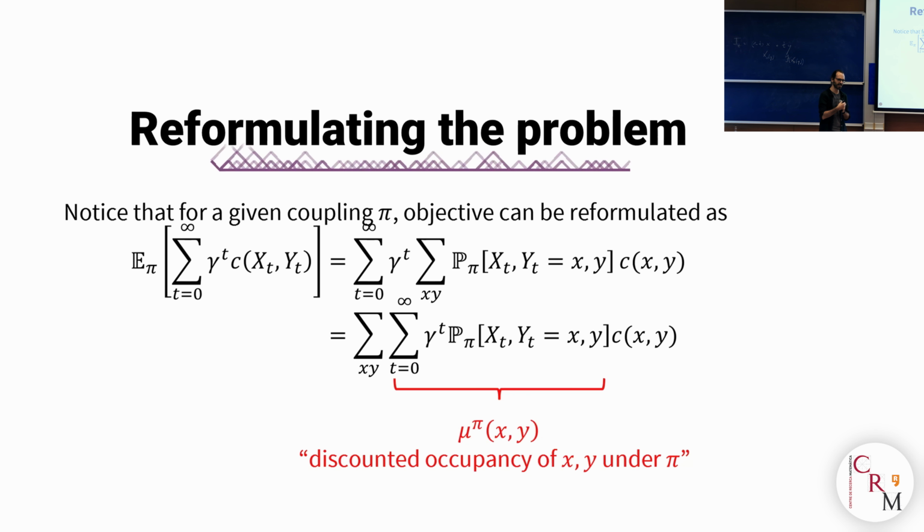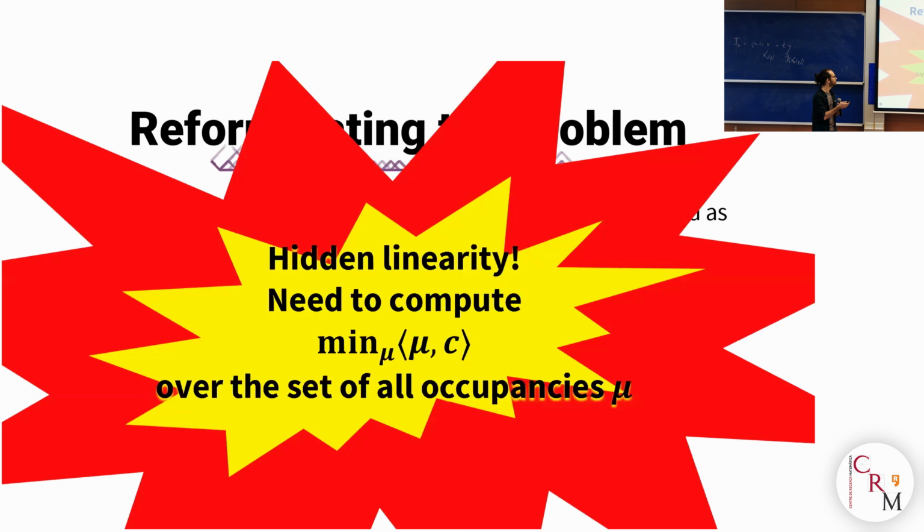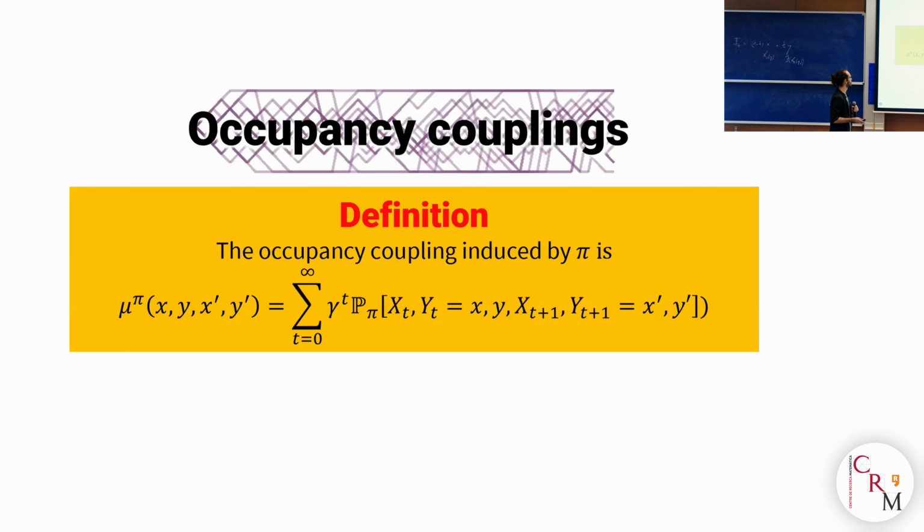So this reveals the kind of hidden linearity of the objective that I'm optimizing in terms of these variables, right? The objective that I have, which is terribly nonlinear in terms of pi, turns out to be linear in terms of this representation, mu pi. This is what I call the discounted occupancy of x and y under pi. Hidden linearity. This is going to help us design some really nice and satisfying algorithms.